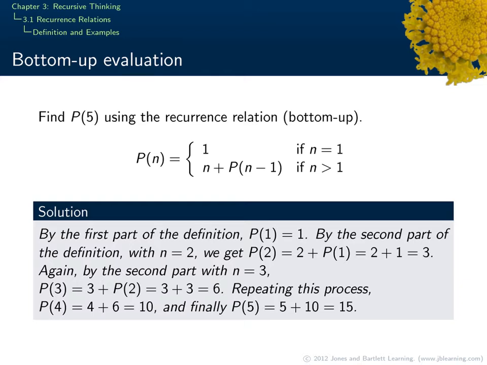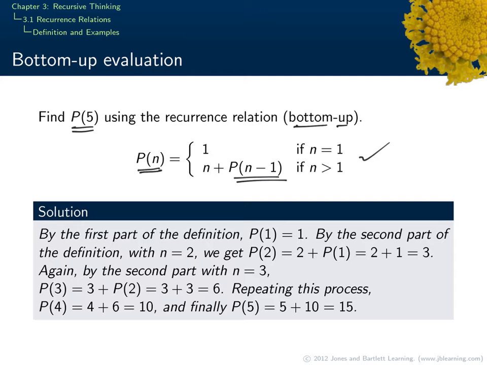So on this slide and the next, we're going to compute some more specific values of the recurrence relation that we defined on the previous slide. This time, we're going to compute p of 5. Okay, now the method here is called bottom up, which is very much like the method we were employing on the previous slide. Here, this recurrence relation tells us values of p of n, provided we know the value of p of n minus 1.